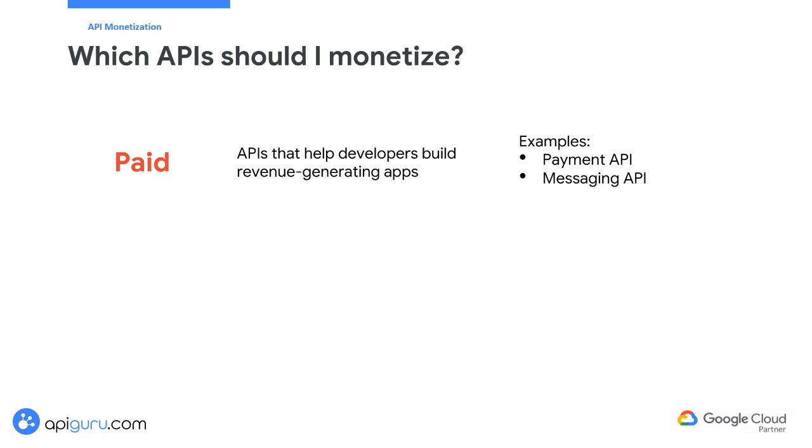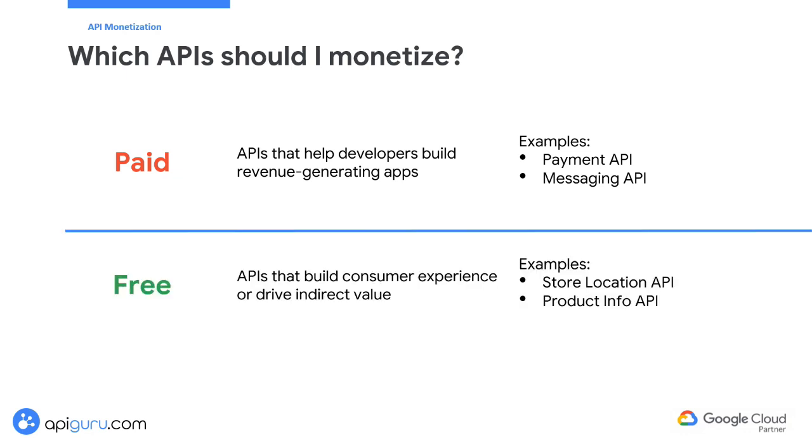Now let's discuss what APIs shouldn't be monetized. APIs that build consumer experience or drive indirect value should be free. For instance, providing a free store location API removes financial barriers for developers, leading to broader adoption of your API. By integrating your store locations into their apps at no cost, developers can drive more foot traffic to your stores and increase engagement with your brand. Another good example is the product API.